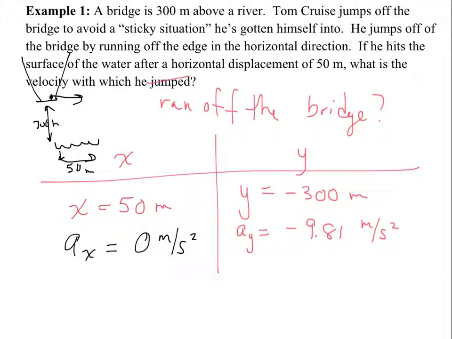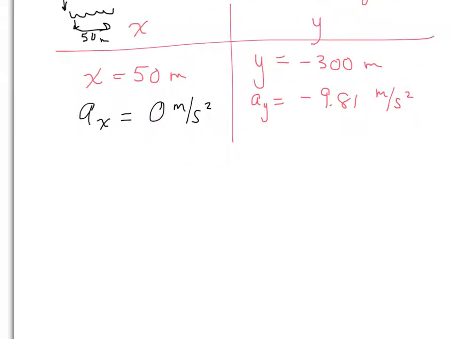Close. V is equal to X over T. Yes, V equals X over T. So we don't know what formulas we're going to use in the Y direction yet, but I definitely know in the X direction, it's going to be something with X over T. And let's just call this VIX for now, meaning the velocity in the X direction.